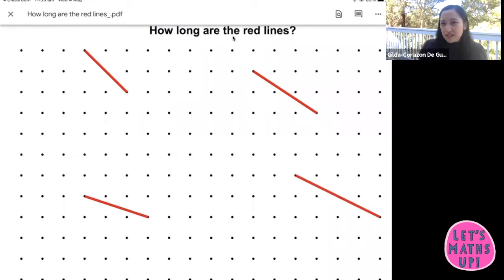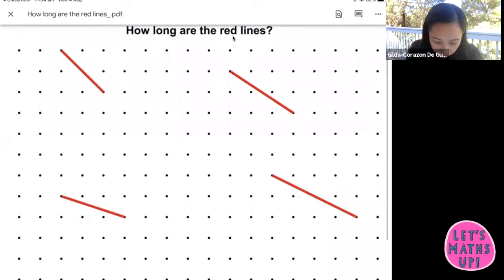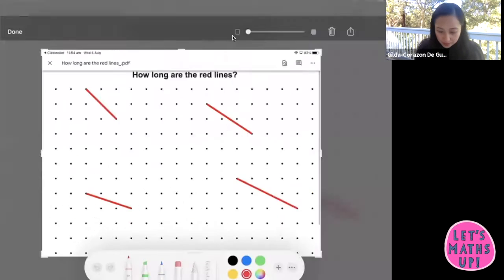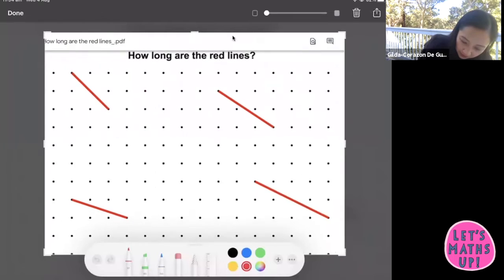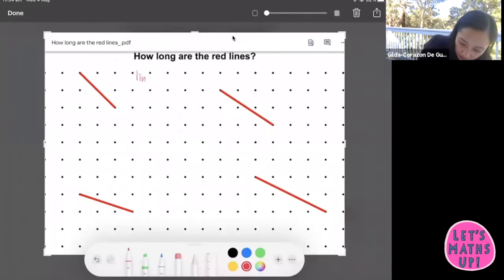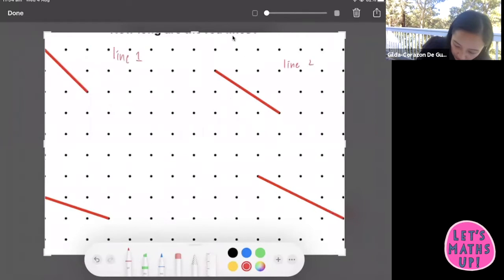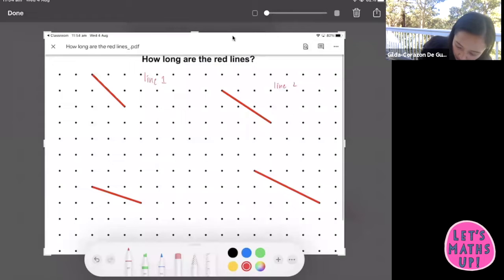I won't be giving you the answer now, but what you can write down in your books are your answers for these ones. You could name those red lines: red line 1, 2, 3, 4. I can't write on it. Hang on, I think I can. Wait a second. So you could write down in your books: this is line 1, this is line 2, this is line 3.